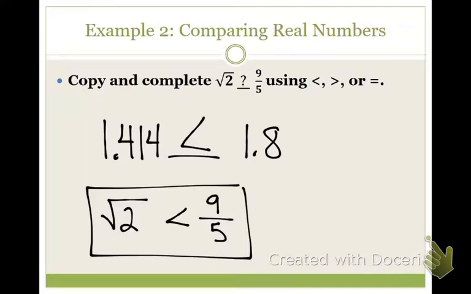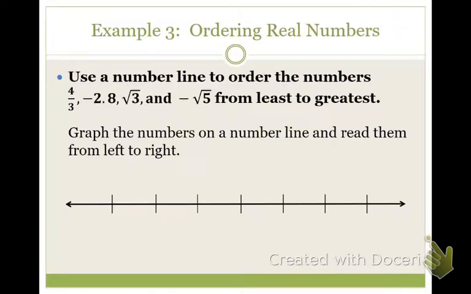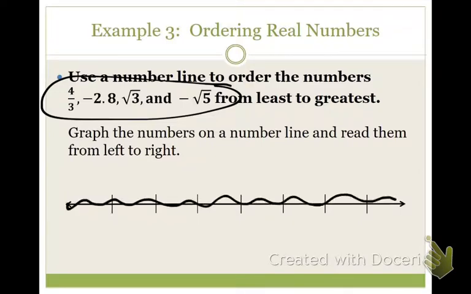All right, so that leads us into example 3. You will have a question like this on your quiz on Monday, okay, where we are ordering real numbers. So here we have this set of numbers: 4/3, negative 2.8, the square root of 3, and the negative square root of 5. I will not ask you to do the number line, okay? So we don't have to do the number line, but we do have to order them from least to greatest.